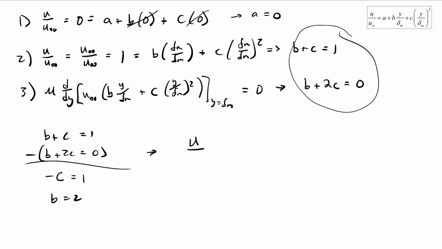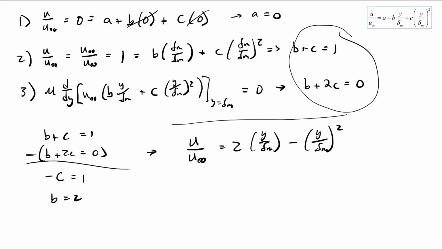So now my actual equation is u over u infinity is equal to 2 times y over delta m minus y over delta m squared. So this is the velocity profile that enforces at least the first three of those things.